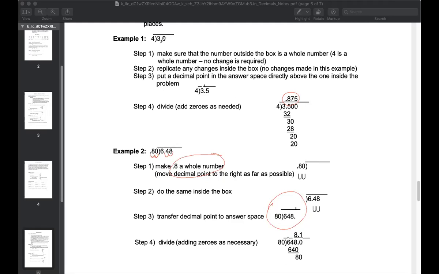So if the decimal is in the dividend, it's okay. I just need to move it up for my answer, like I do up here in this example. But if my decimal is in my divisor, I have to move it out. I have to go as many places as I need to the right to get the decimal out. Whatever I do on the outside, I have to repeat on the inside, right? It says, do the same inside the box, right? Of course, you always have to do step number 3, which is transfer the decimal to the answer space and then divide as normal.